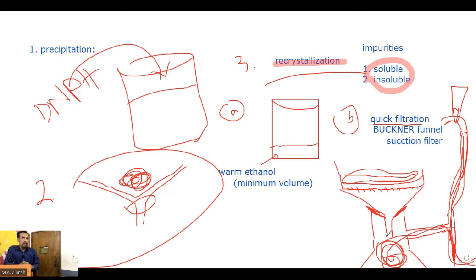ভ্যাকিউম হয়ে যাবে, রাইট? This was having air, এখন ভ্যাকিউম হয়ে যাবে। যখন ভ্যাকিউম হবে কনিক ফ্লাস্ক, তখন সে কি করবে? উপরের সলিউশনকে সাক করবে, আন্ডারস্ট্যান্ড? তো কুইক ফিল্ট্রেশন হবে, আন্ডারস্ট্যান্ড? Everybody understand how this works? Buckner funnel is kind of suction filter, আন্ডারস্ট্যান্ড?